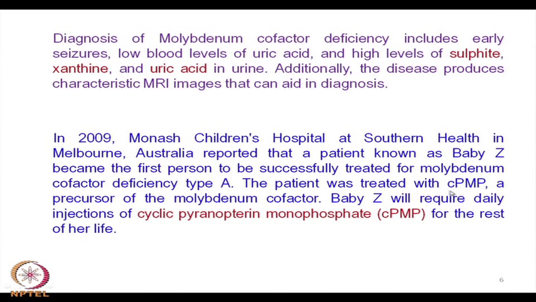So, if the baby is deficient, the only important or challenging part of this type of experiment is to identify whether that particular patient or baby is deficient in molybdenum or the corresponding cofactor. Cofactor deficiency is very important to know. That is a very costly thing that people cannot easily afford. In Australia also we cannot afford it. They require daily injections of CPMP for the rest of their life.